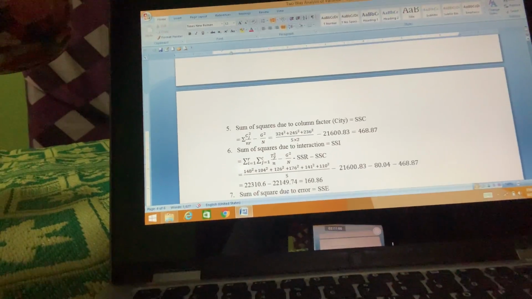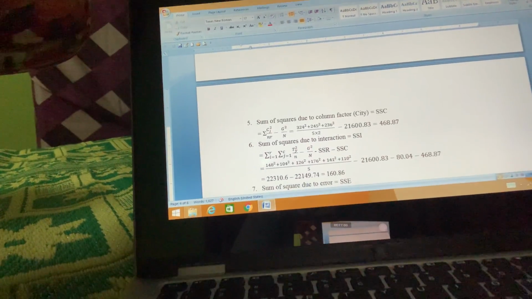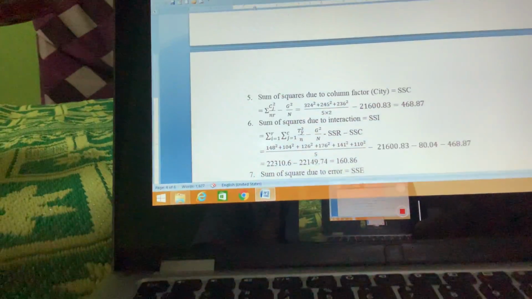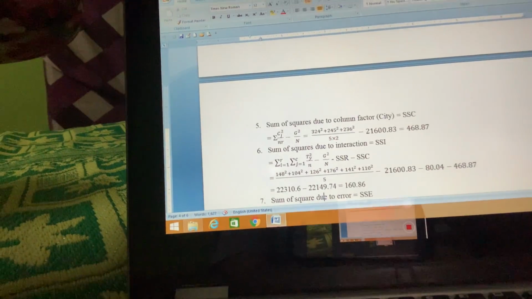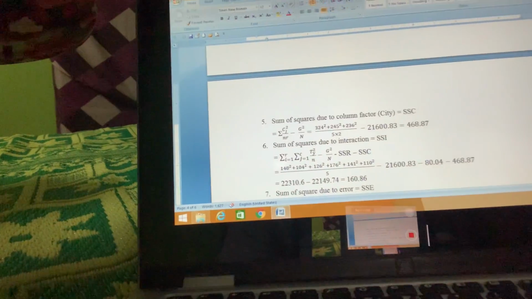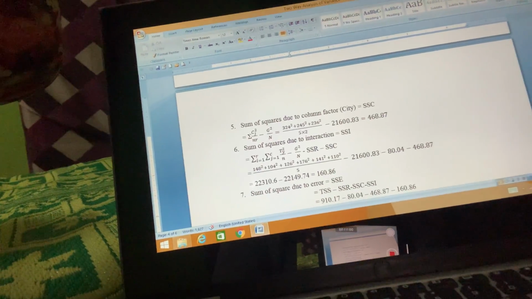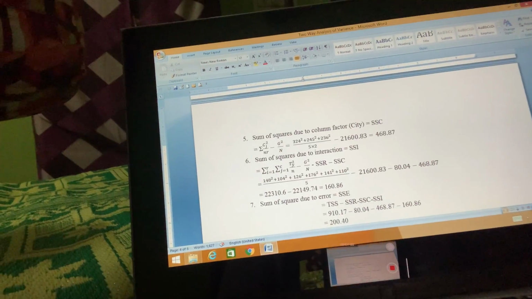say 6 groups. So total of all the 6 cells, right? Square them and divided by the scores in each and every cell, right? That is what is minus CF minus SSC minus SSR minus SSC, right? So this is interaction effect. And then you need to find out SSE. SSE is TSS minus SSR minus SSC minus SSI.